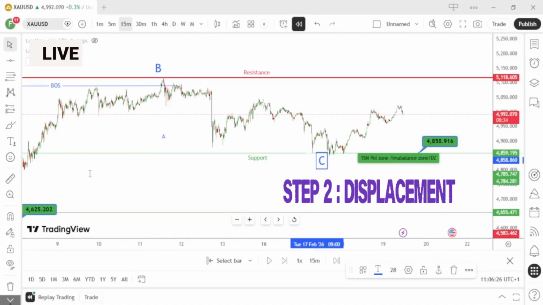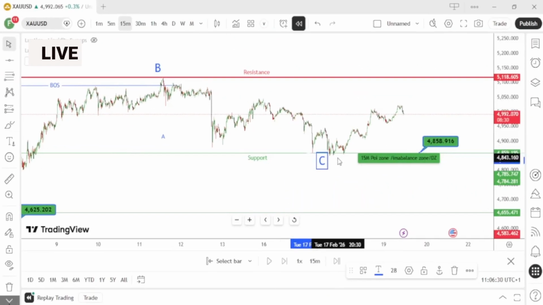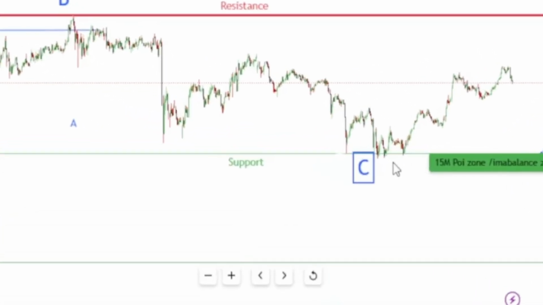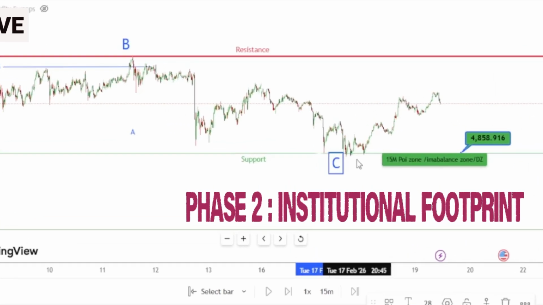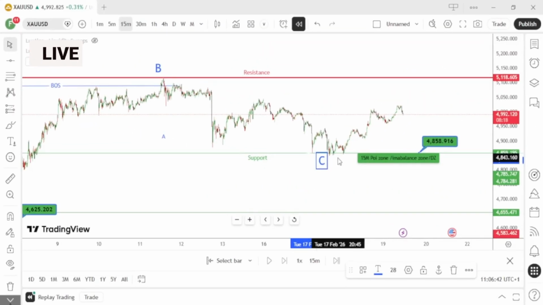Step number 2, displacement. A full body candle, strong close, minimal wick, no hesitation. This is the institutional strength showing itself. The market is telling you something. But I still did not enter, because there is one more thing that I'm waiting for.